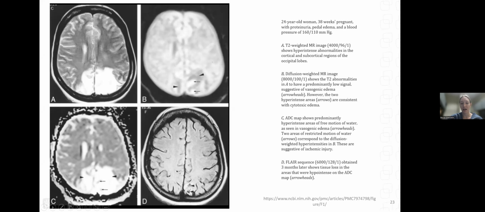And that correlated here on the FLAIR imaging 3 months after, where you have these larger areas here that point to loss of tissue where that cytotoxic edema was. So that was permanent damage. So again, this person had evidence of both, which may have affected their management, versus if she were just to have vasogenic edema, it may not have been as urgent. It would be urgent, but not as urgent as maybe some permanent damage.